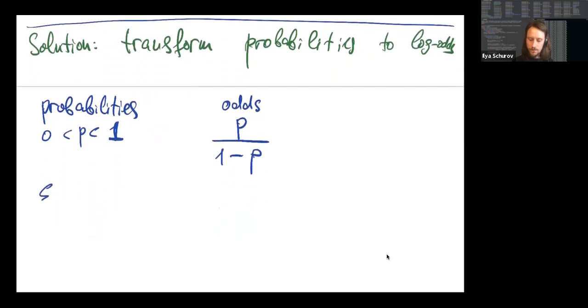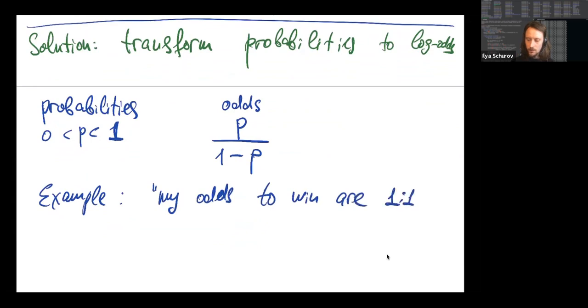For example, actually we have this in usual speech. If I play a game with somebody, and I say my odds to win are 1 to 1, what is the corresponding probability of winning, if odds to win are 1 to 1?